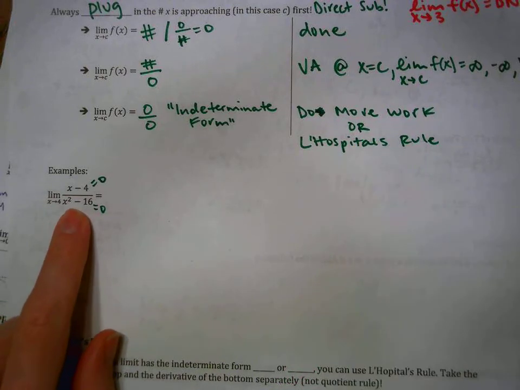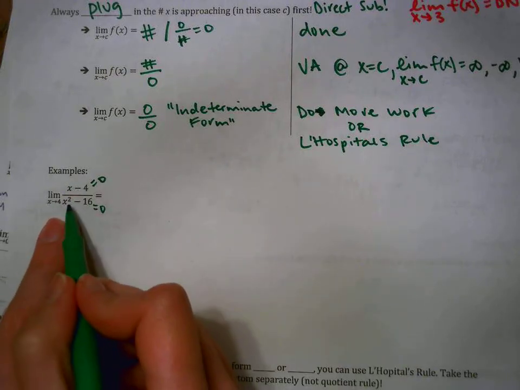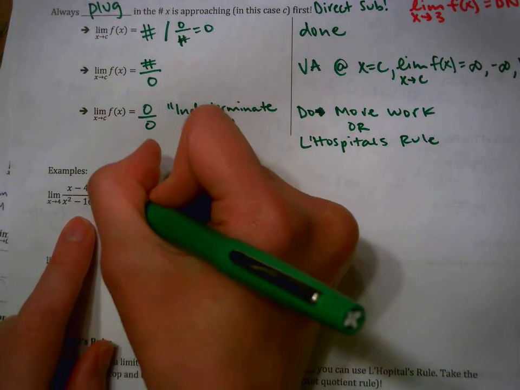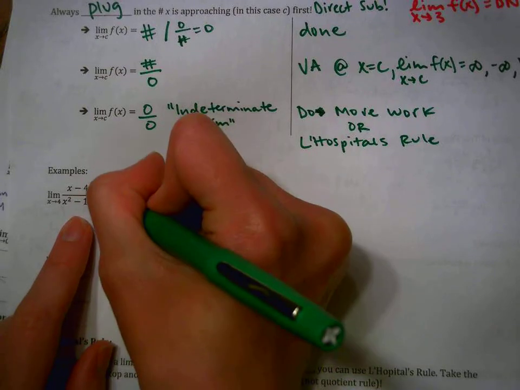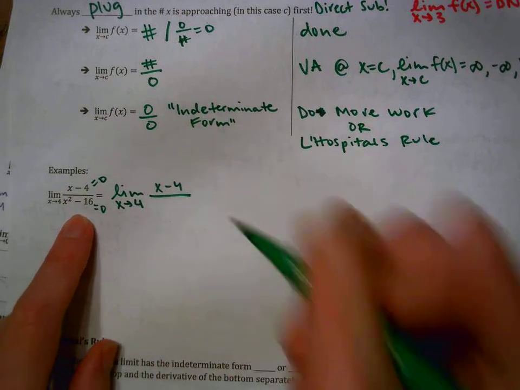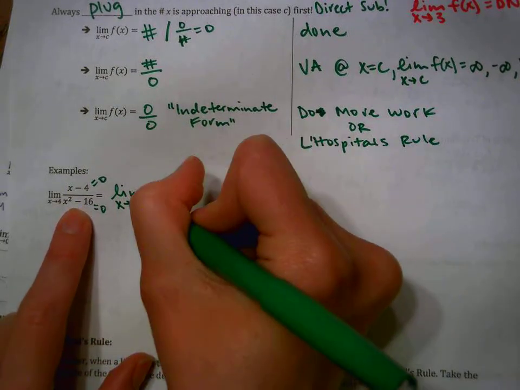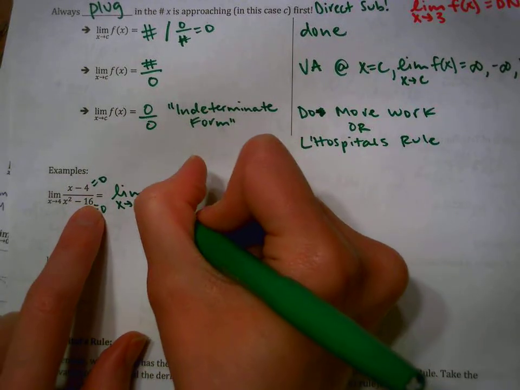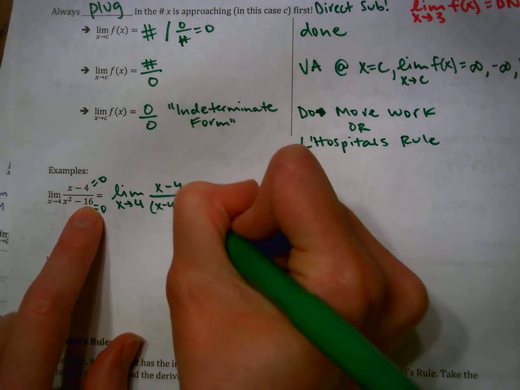So when I see that, I would first try to factor. I know the top I can't factor, but the bottom is a difference of squares. So you rewrite your limit. Always write your limit until you plug in your number. I'm going to keep the top the same in this case. And this is a difference of squares, so the square root of 16 is 4. So it's x minus 4 and x plus 4.